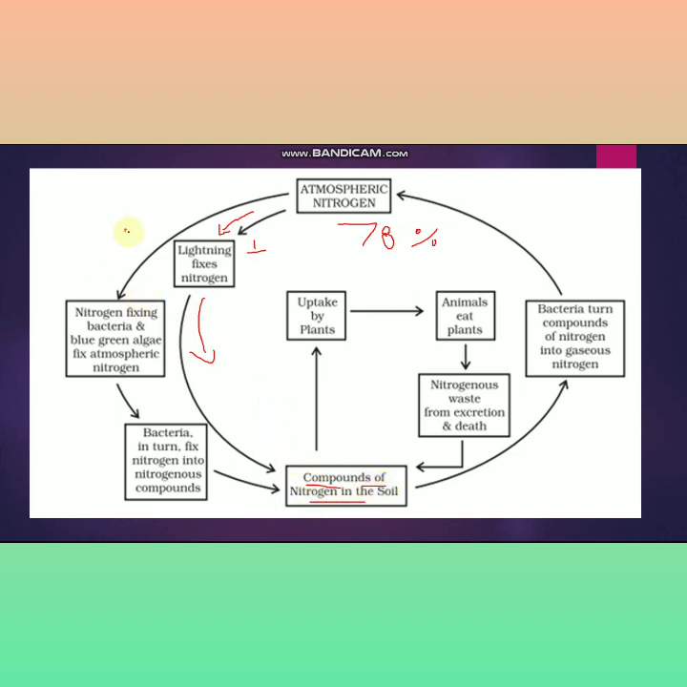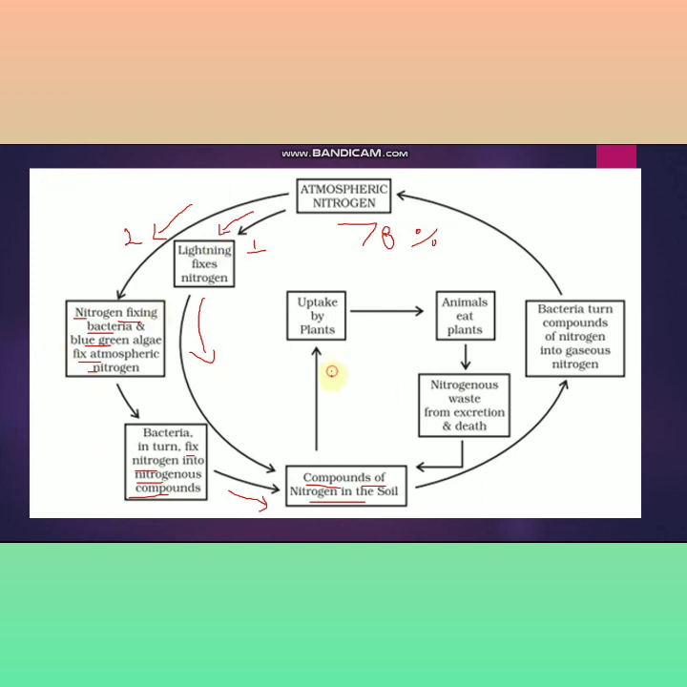This is the second step. In the second step, nitrogen fixing bacteria and blue-green algae fix the gaseous nitrogen. They fix the gaseous nitrogen into compounds of nitrogen. So by the second method, once again, the atmospheric nitrogen gets fixed into the soil.